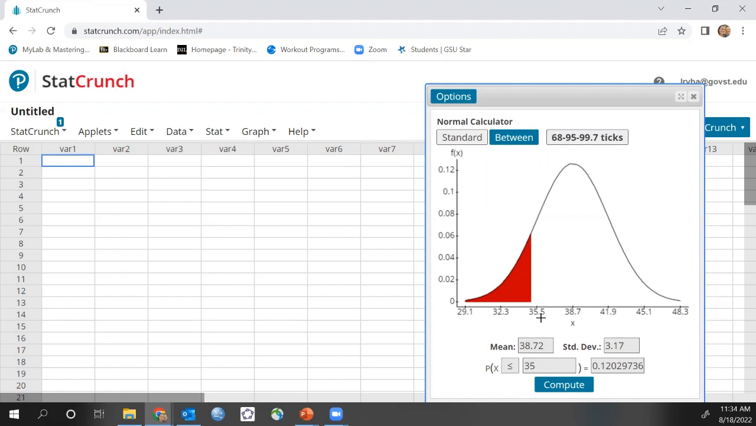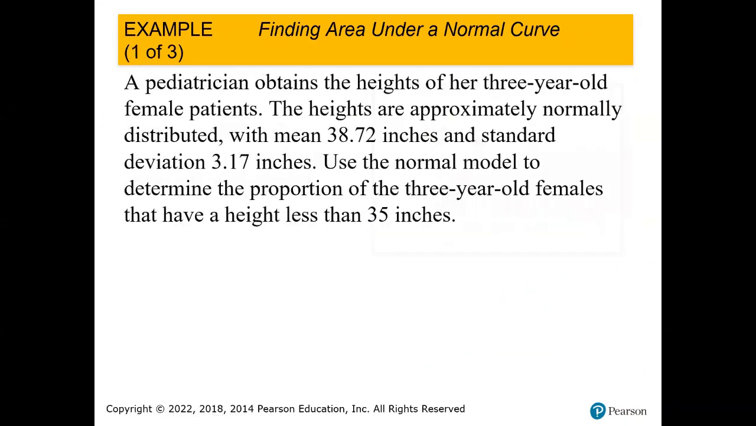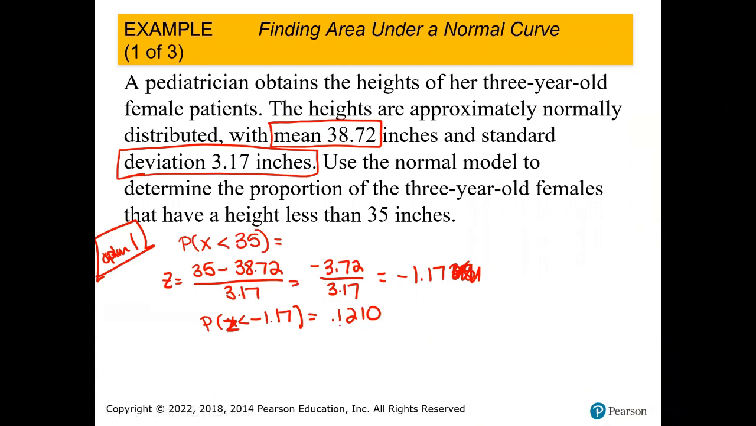So then what it does is it finds the value of 35, and it's going to mark it here with that vertical line, and then it shades less than. So our value here is 0.12029, so 0.1203. It's going to be slightly different than the one we did by hand because we rounded. On this slide, we had 0.1210. So this is because we rounded, but they're still close.